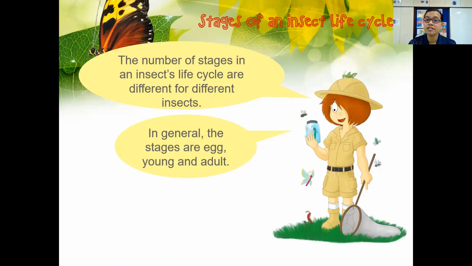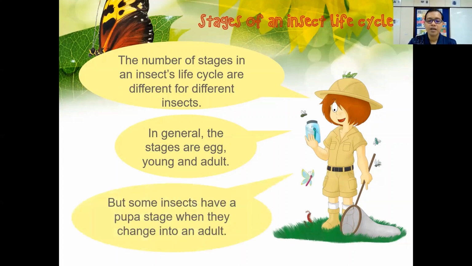And this cycle is not just for animals, and it is not just for human beings, it's also for insects. But insects is a little bit more interesting because they can either have a three-stage life cycle or a four-stage life cycle. Okay, the number of stages in an insect's life cycle are different for different insects. Generally, all of them will start off with an egg, and there will be a young stage, and there will be an adult stage.